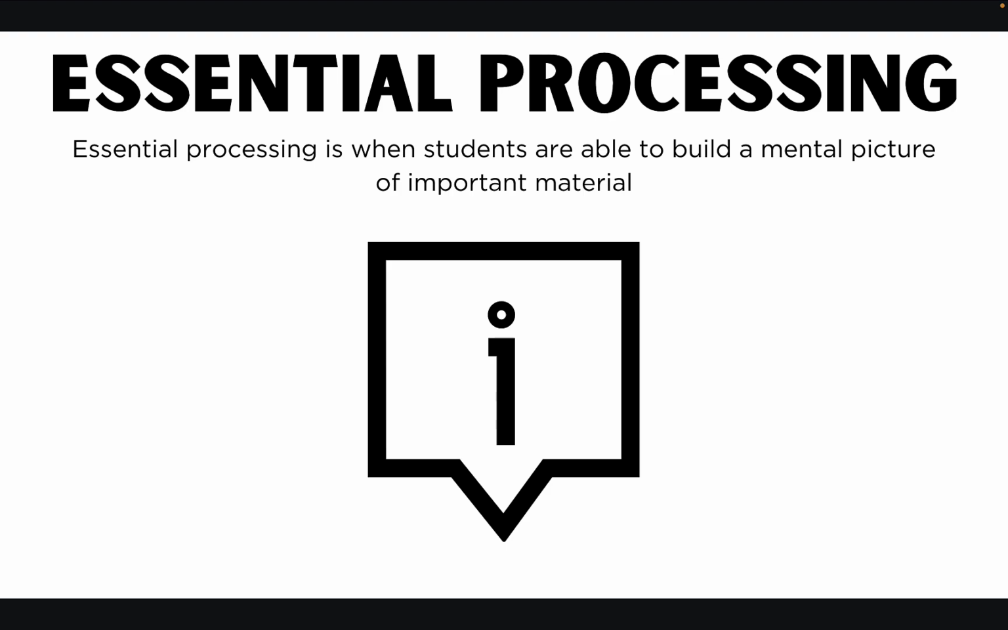Essential processing is when cognitive processing during learning helps to build a mental picture of the essential material in the lesson during the working memory stage. The goal of essential processing is to keep learning manageable, which is made possible through three principles.